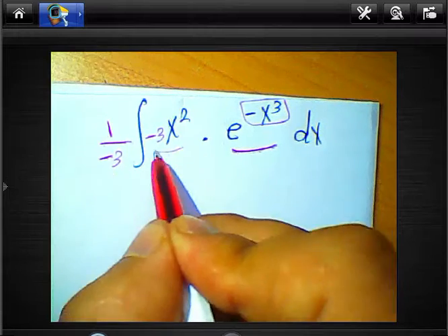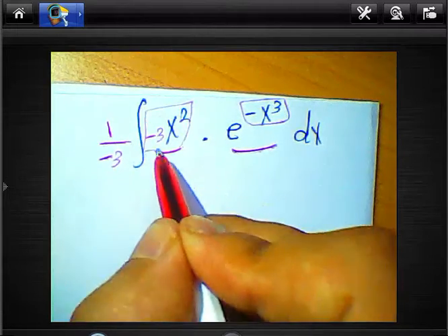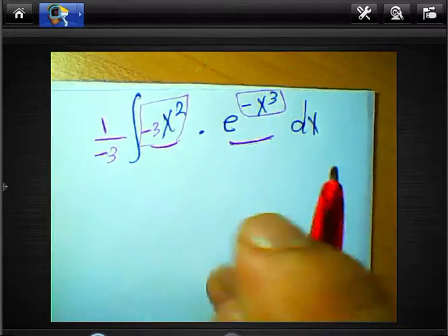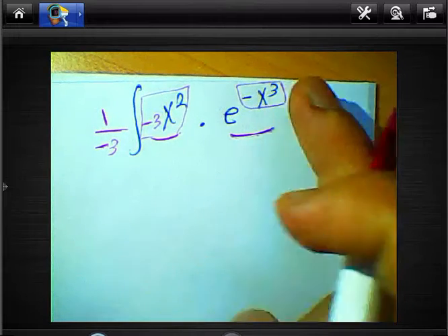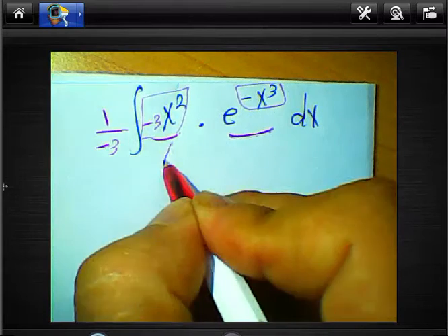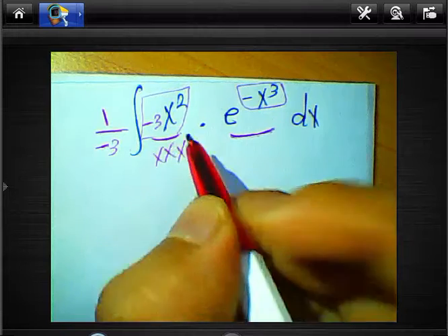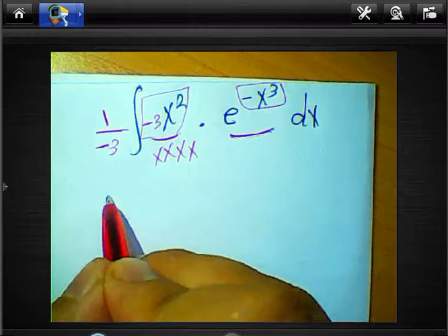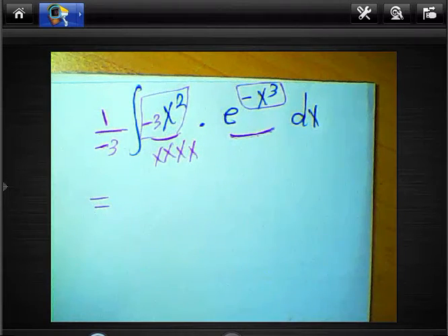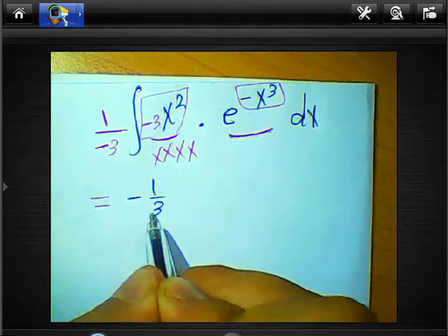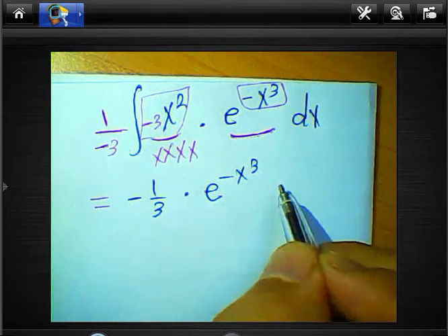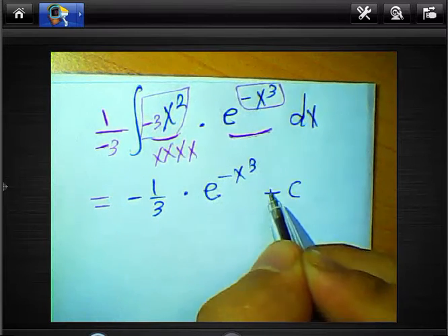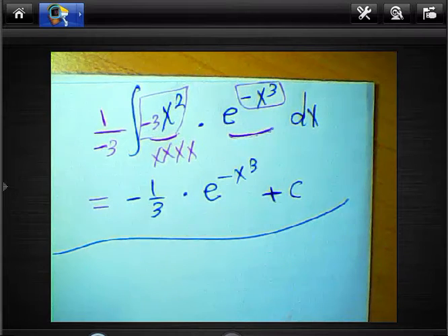Why? Because this term will be the derivative of this power. So we have the function and the derivative of its power. So we must cancel the derivative. We must cancel this derivative and write the result negative 1 over 3 multiplied by this function e power negative x cubed plus constant. Okay, this is the result of this function.